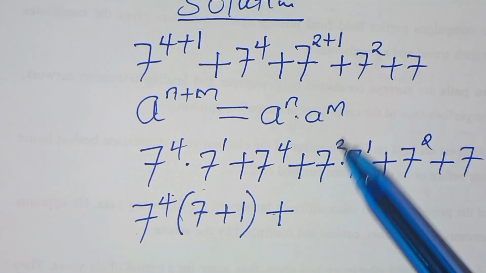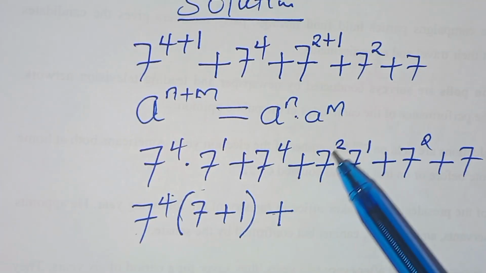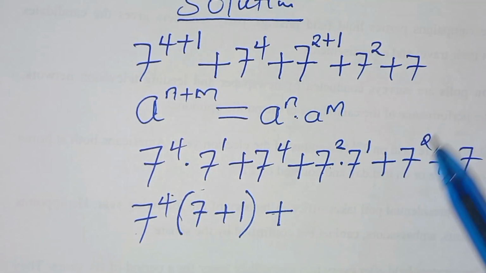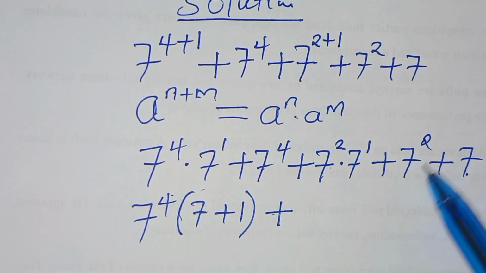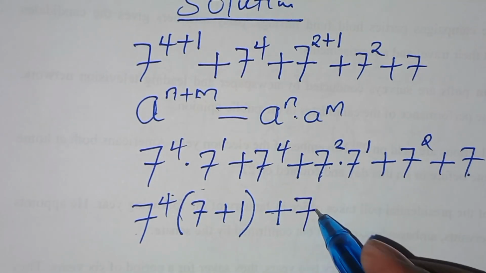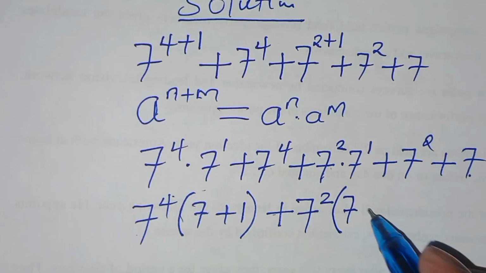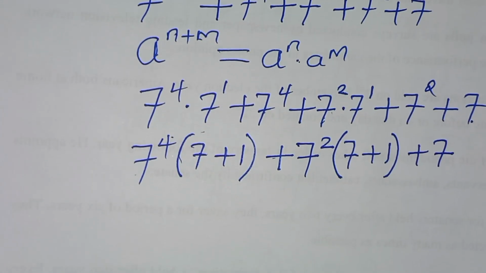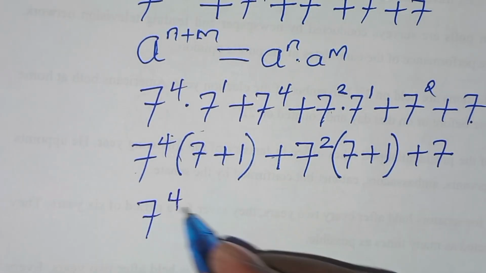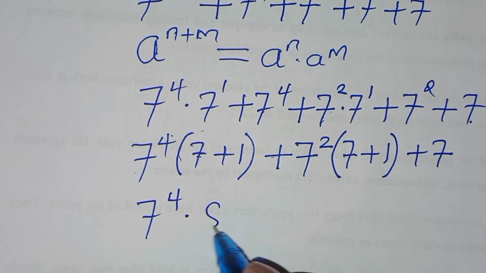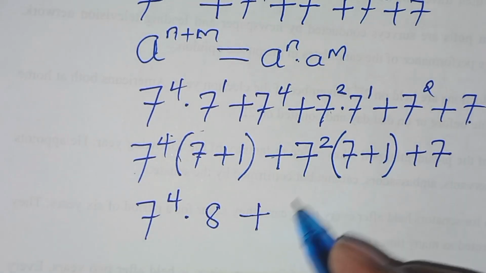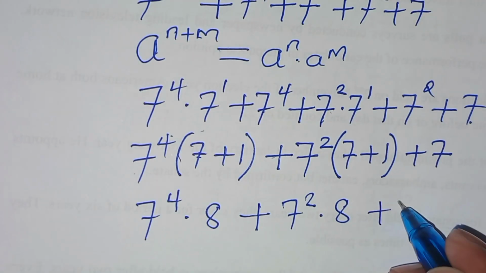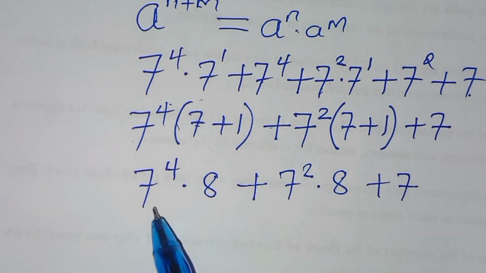We have that 7 to power 2 plus 1. By applying this exponent identity, we'll have 7 to power 2 times 7 to power 1 plus 7 to power 2, then plus 7. So 7 to power 2 is common here. We factor out 7 to power 2. Then here we'll have 7 plus 1, then plus 7. The next step here, we have 7 to power 4 multiplied by 7 plus 7, this is 8. Then plus, here we have 7 to power 2 multiplied by 7 plus 1, which is 8. Then plus 7.